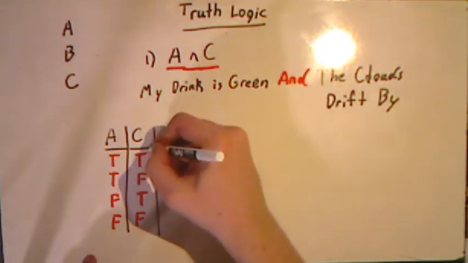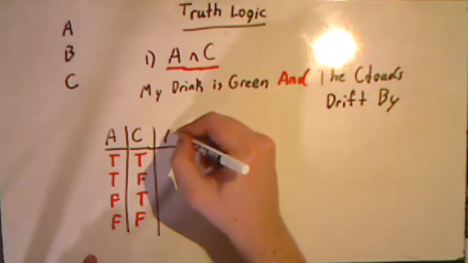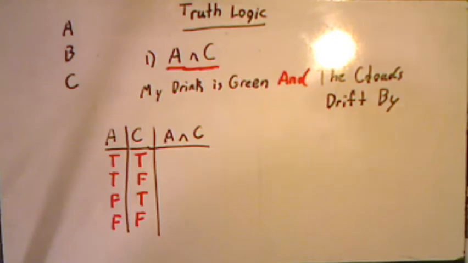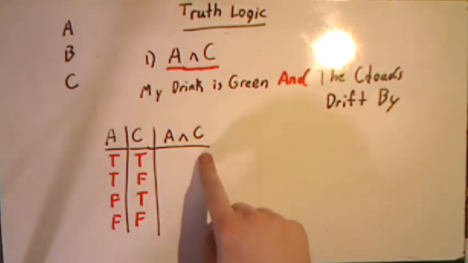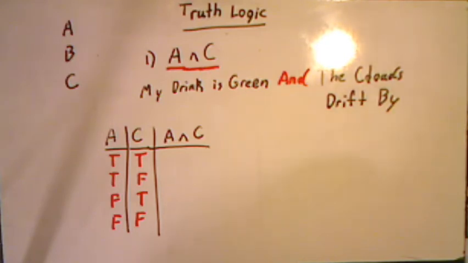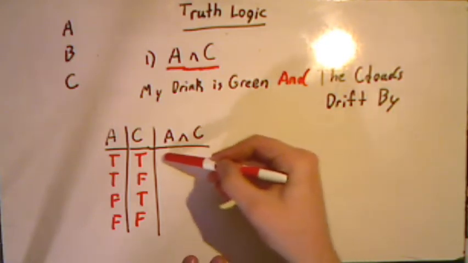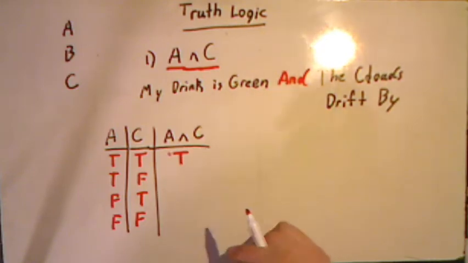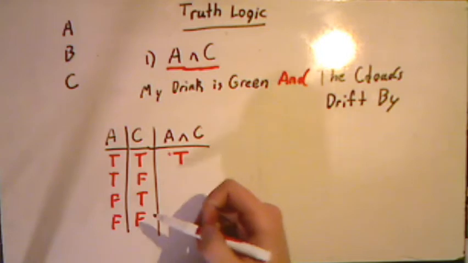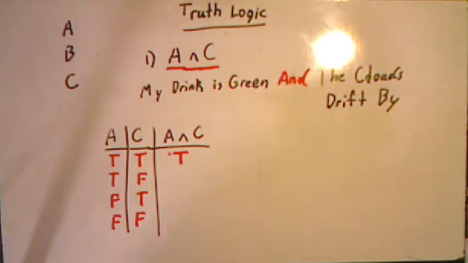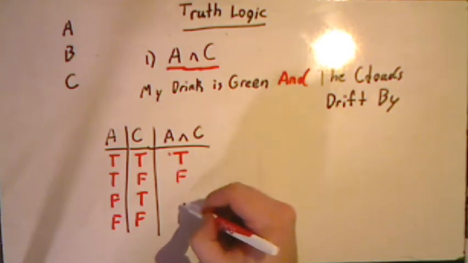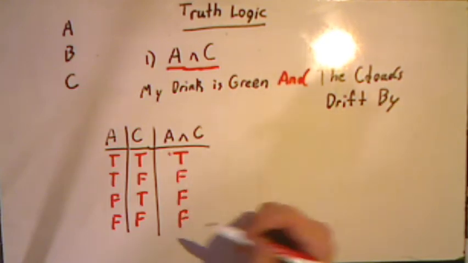Now we add on a secondary part, which is our new sentence, A and C, where the only time it is true is if both A and C are true. The only spot that happens is our first row where they are both true for our conjunction. So that is the only place it is true. In every other case, at least one, if not both, of our values are false, and so it ruins it for our final value.